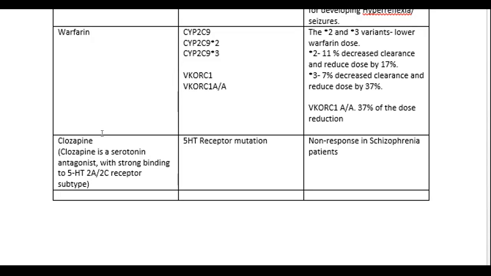So, what is this clozapine? This is a serotonin antagonist, which binds with the 5-hydroxytryptamine receptors. If there is a mutation in these receptors, then this clozapine doesn't bind to it, so it doesn't show any effect over there, causing no effect in treating the schizophrenic patients, right? And the next one is the leukotriene inhibitors.